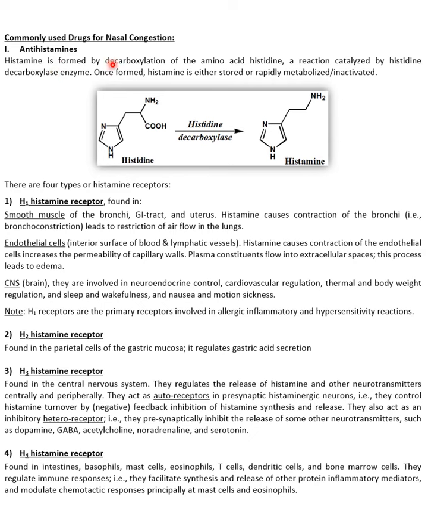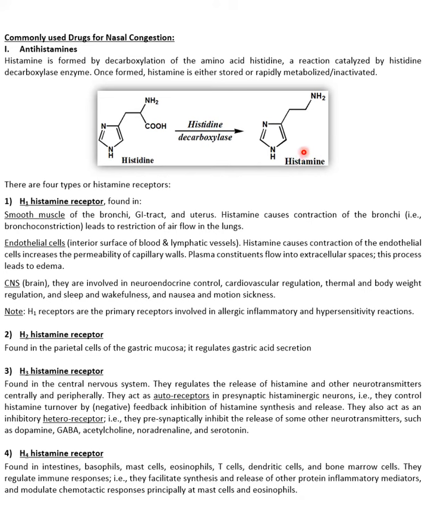There are two classes of commonly used drugs for nasal congestion. One is the antihistamines and another is the decongestants. Let's start with the antihistamines, and I'm going to start with a brief introduction to histamine and their role in the allergy, inflammation, and the congestion. First, histamine is synthesized through the decarboxylation of the amino acid called histidine. As you can see here is the amino acid histidine, and it is decarboxylated by removing the carboxylate group using the enzyme histidine decarboxylase, and the result is histamine.